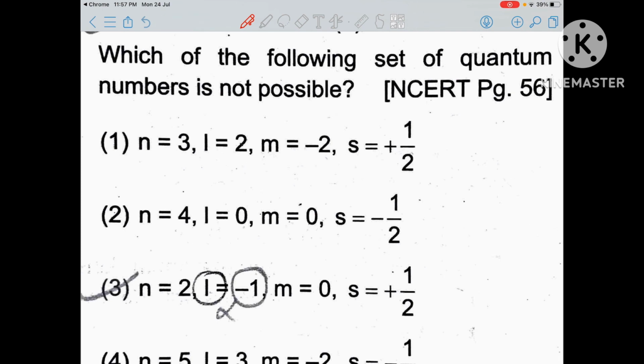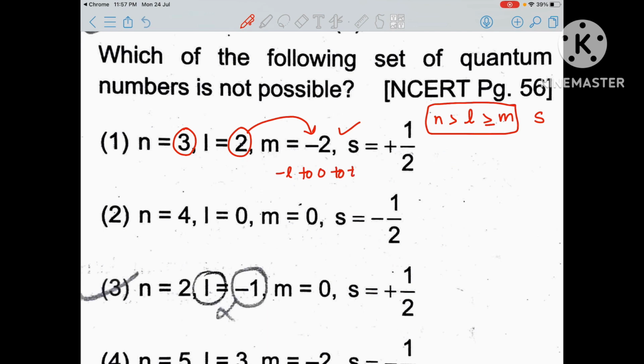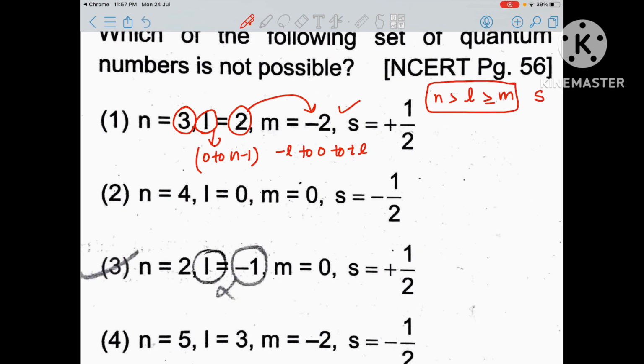Which of the following sets of quantum numbers is not possible? I have made you revise n, l, m and s, and I have always told you these are related. Now n is 3, l is 2. The formula for m is minus l to 0 to plus l, and the formula for l is 0 to n minus 1. So l is always less than n, right everybody? So this is correct. There is no problem with this set of quantum numbers.